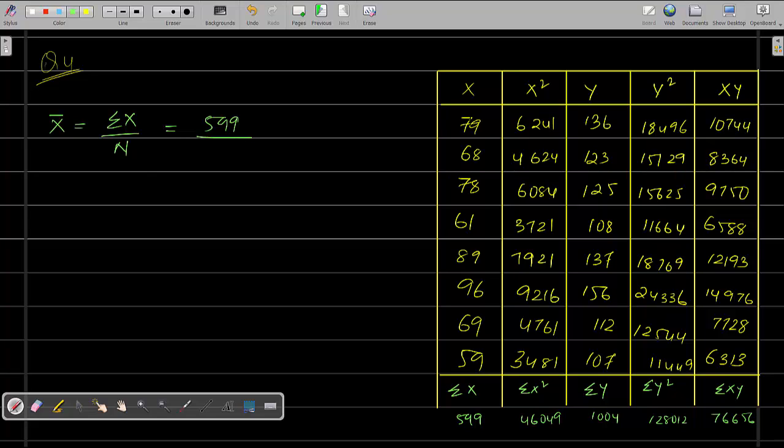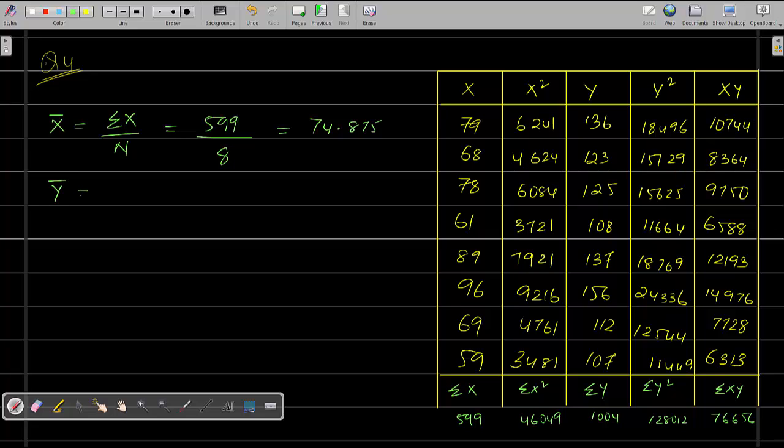Our n is the sum of the items here: 1, 2, 3, 4, 5, 6, 7, 8. So our n is 8. If you divide this one, you should get 74.875. Okay, keep it like that.